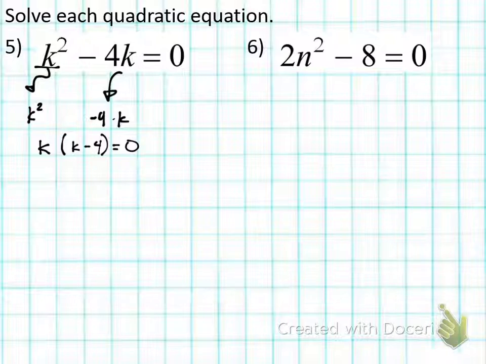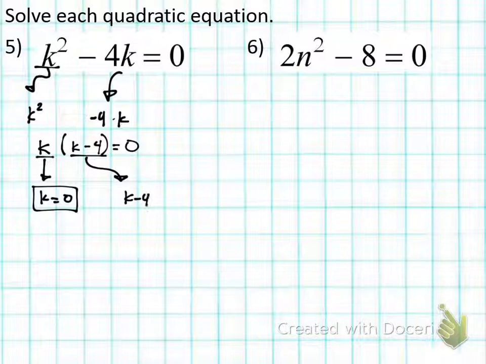So check this out. All you have to do is take the first factor, K, bring it down. K is equal to 0. That's your first answer. Second answer, we can bring that down. K minus 4 is equal to 0. Therefore, K is equal to 4.